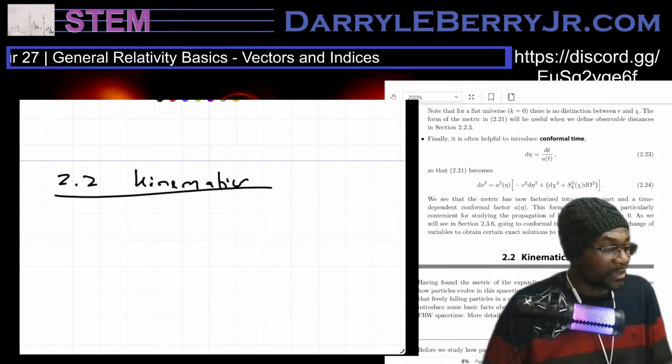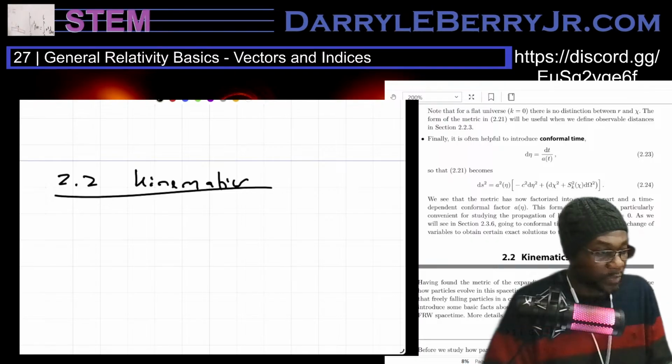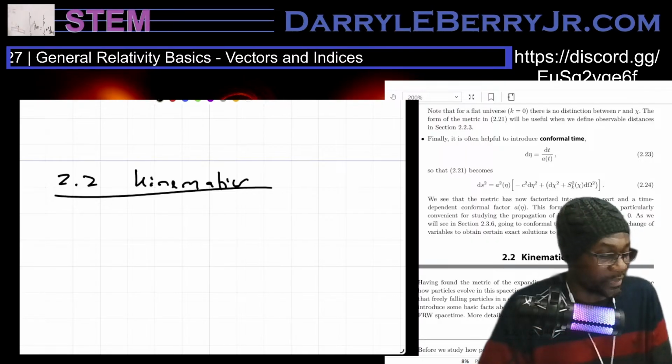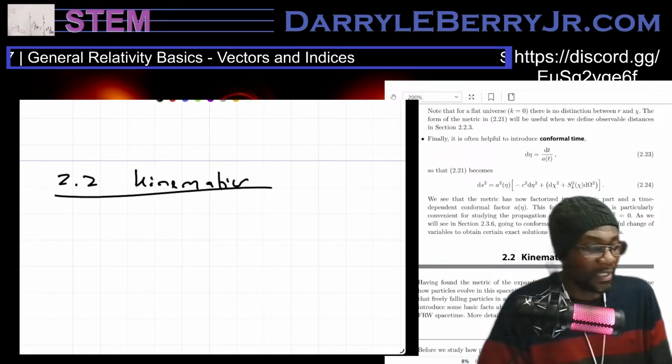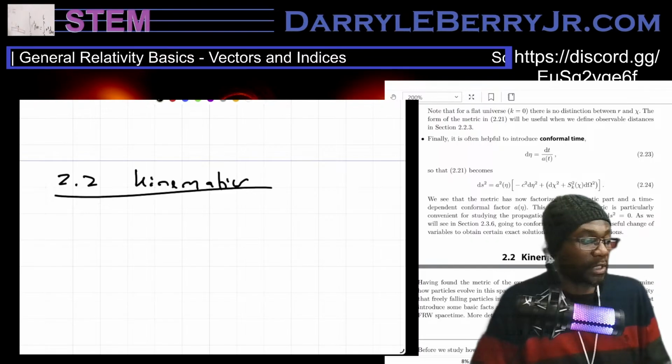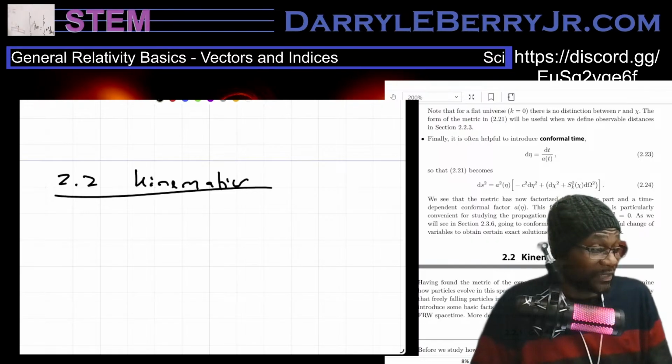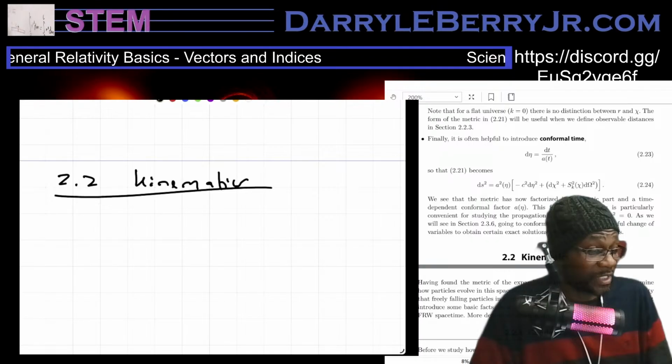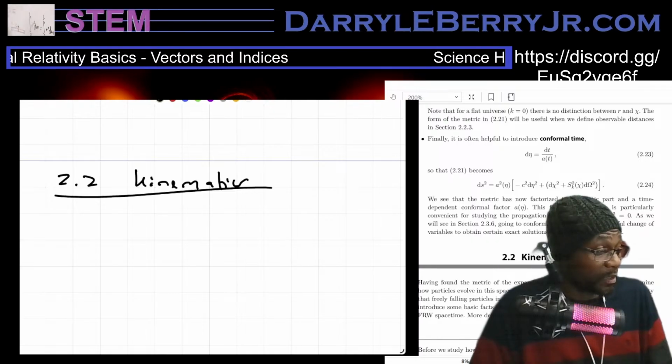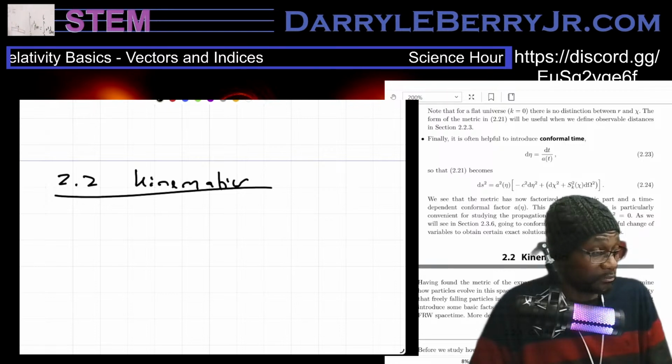Having found the metric of the expanding universe, we now want to determine how particles evolve in this spacetime. It is an essential feature of general relativity that freely falling particles in a curved spacetime move along geodesics. I will first introduce some basic facts about geodesic motion in GR, and then apply it to the Robertson-Walker spacetime. More details are given in Appendix A.